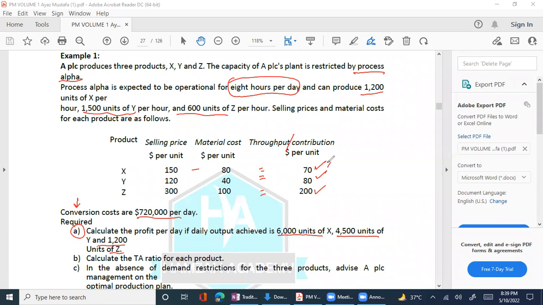So first of all, we will multiply throughput per unit with the number of units. So there are 6,000 units of X, 4,500 units of Y, and 1,200 units of Z. So if we multiply, we will get the total throughput for X. How much will be 4500 into 80?